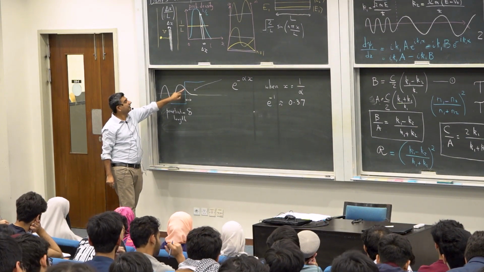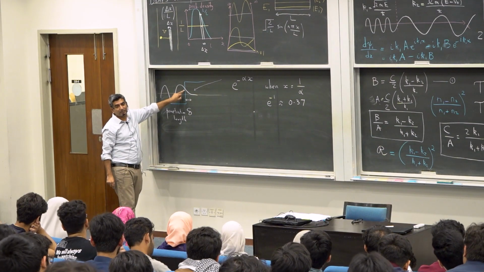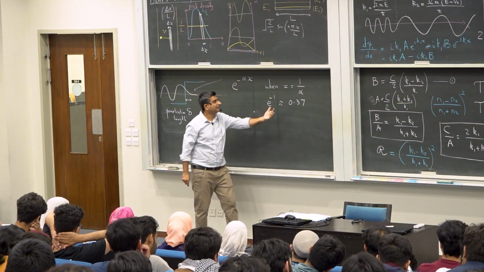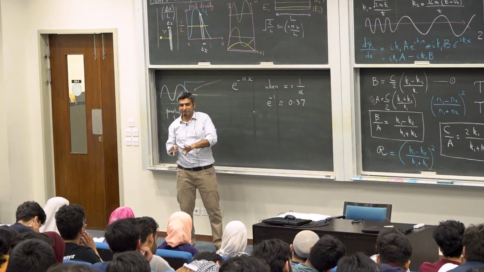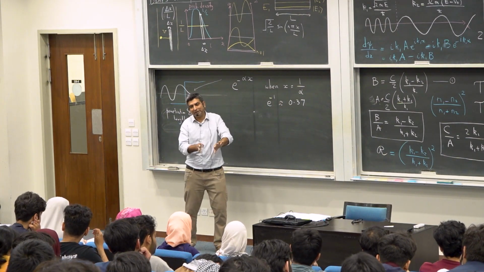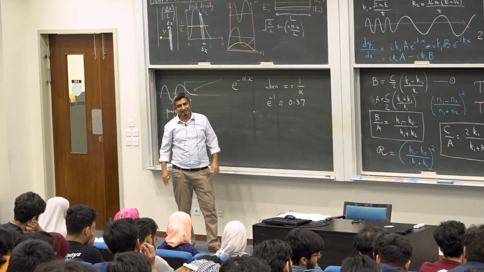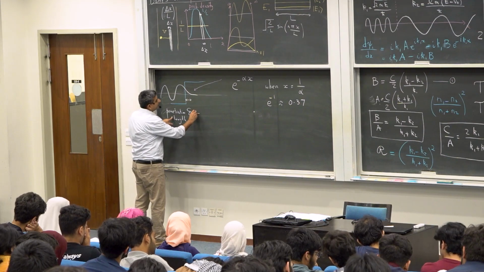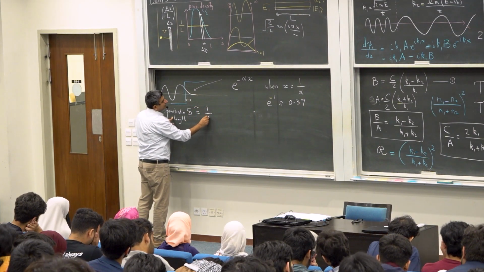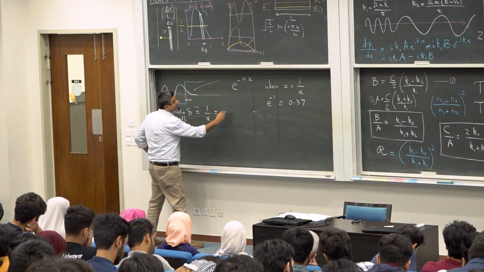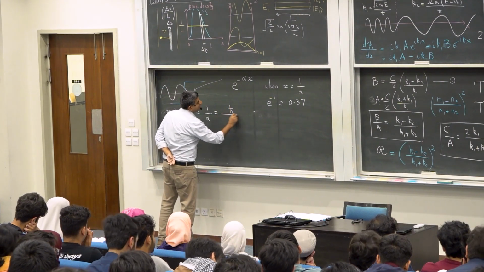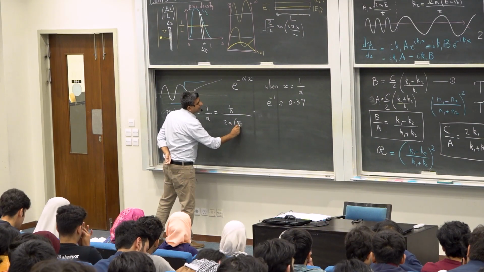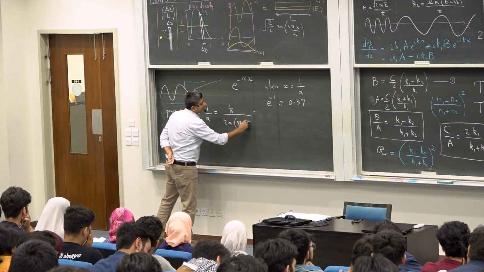By the way, this is the wave function, not the probability density. So this 1 over alpha is telling you how much this particle can go into the classically forbidden region. I can define my penetration length to be 1 over alpha. That 1 over alpha is h bar over the square root of 2m times (V naught minus E).